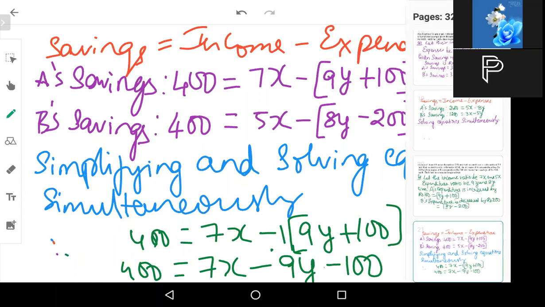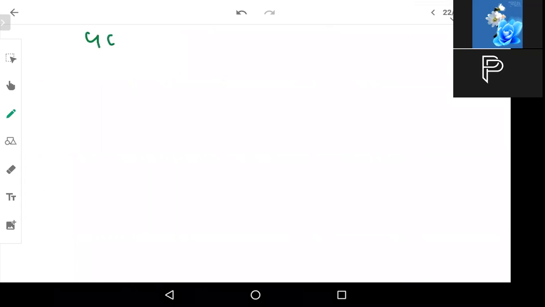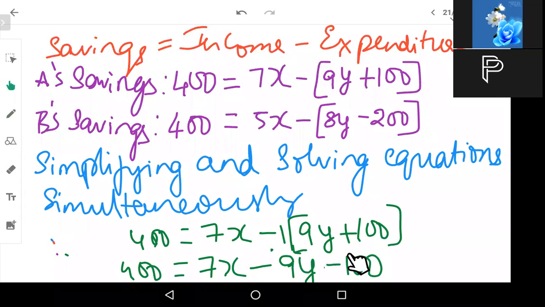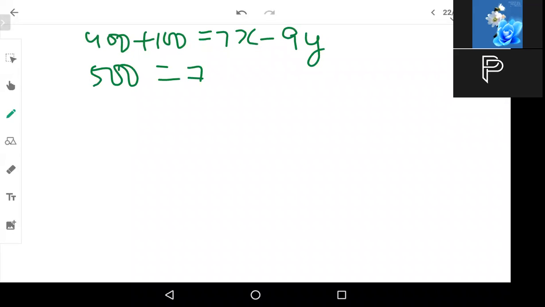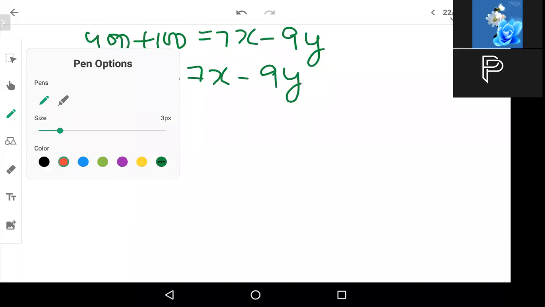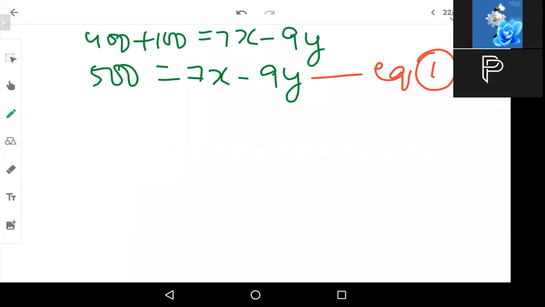Okay. Now in the next stage, I'm getting this minus 100 to the other side. So it will become plus 100. 400 plus 100 is 500, equal to 7x minus 9y. Everybody got the same answer? So this will be equation 1.